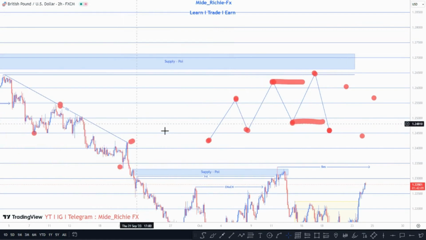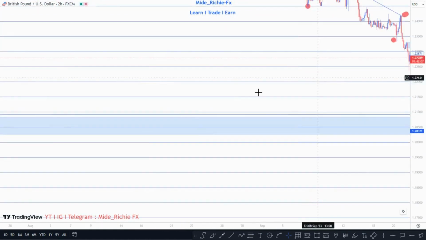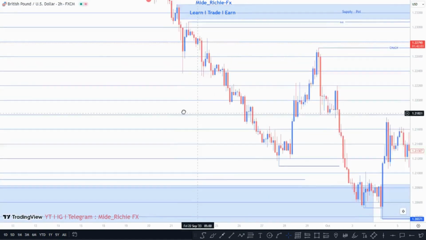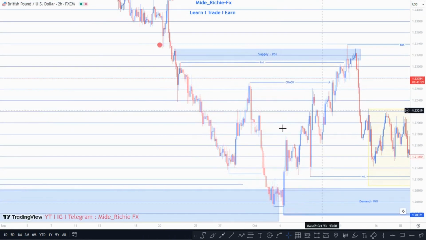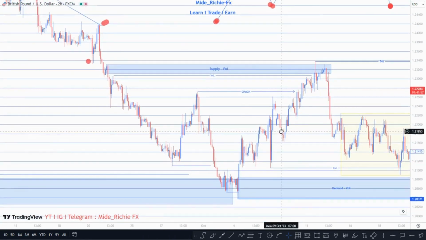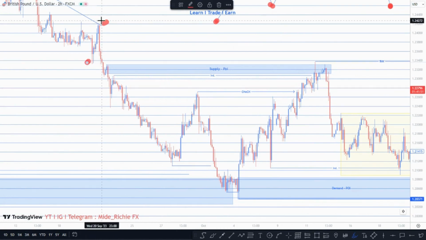So now let me show you an example of a nice change of character in the chart. You can see that, according to what we see right here, we are very bearish. The market is very, very bearish. What I mean by that is you can see the lower low, lower high, lower low. You can see that in this scenario, the market created a higher high, right?